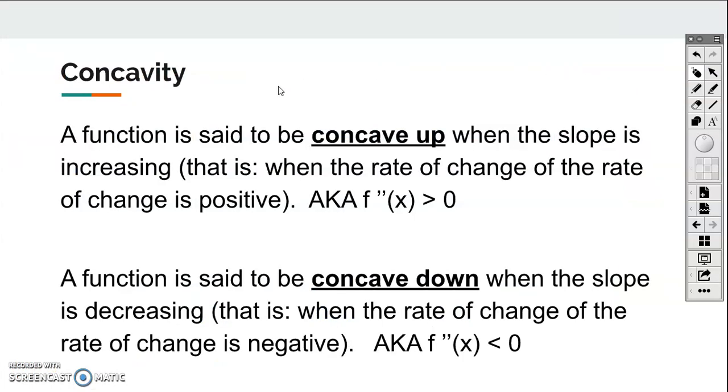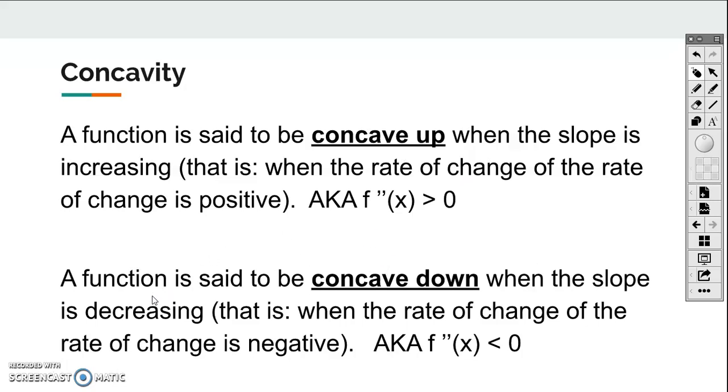All right. The second derivative will help you figure out concavity. So a function will be concave up if the second derivative is positive. So when the rate of change is positive, or when the slope is increasing, these are all ways of saying the same thing. A function is concave down when the slope is decreasing.